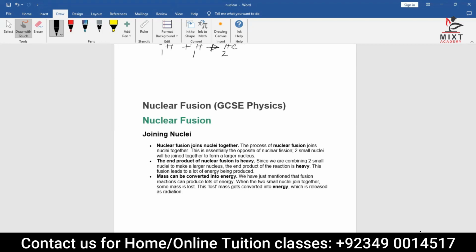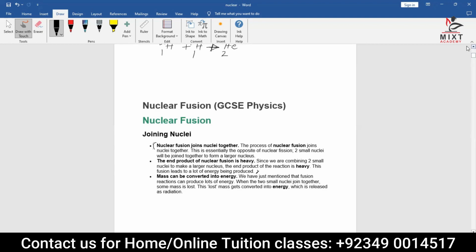Mass can be converted into energy. We have just mentioned the fusion reaction can produce lots of energy. When the two small nuclei join together, some mass is lost. And that lost mass gets converted into energy, which is released as radiation. There is no need to write the last part, but you just need to memorize it, that some of the mass is changed into energy as the output. Okay. So I want you to write this from here to here. Put a heading, nuclear fusion, and write this down.